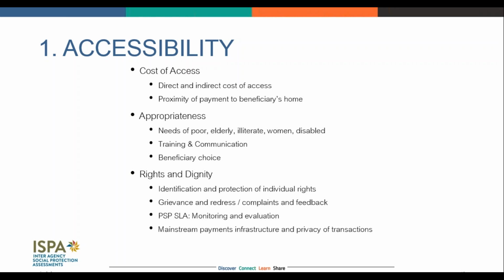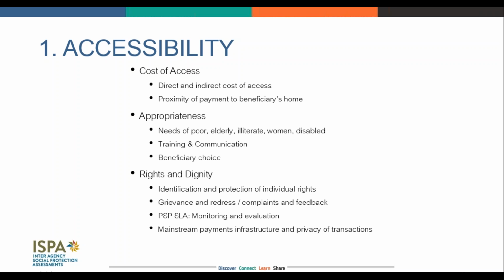So direct costs are things like transportation. If they have to ride a bus or they have to hire a motorcycle to go and collect the transfer, the cost of that will reduce the value of the transfer that they ultimately receive. Therefore, a very high cost delivery mechanism from the beneficiary point of view reduces the value of the transfer that the beneficiary takes home, and thus also reduces the impact of the transfer.